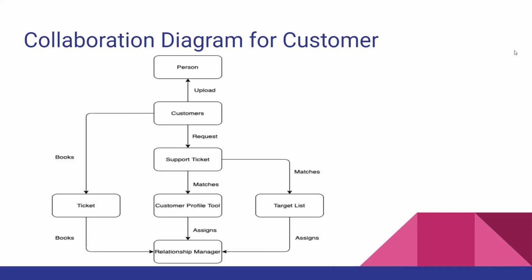The next diagram is like the previous collaboration diagram, but it shows the customer's perspective, as it shows how the customer is being chosen by the customer profile tool or target list, depending on which type of customer it is. And once the connection between the relationship manager and the customer is established, the ticket process will begin, and the manager will book the ticket as well as the customer providing the details.